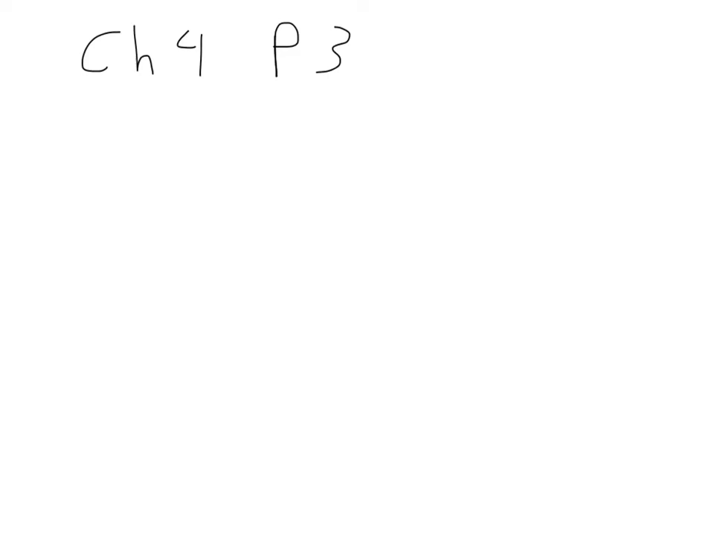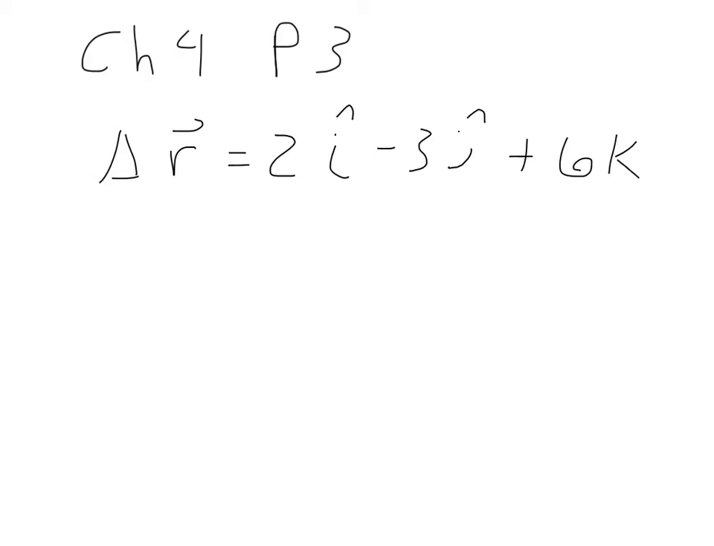Here we are working on Chapter 4, Problem 3, and the problem reads as thus. A positron undergoes a displacement of delta r, and we're given the displacement of the positron as equal to 2 i hat minus 3 j hat plus 6 k hat. So that's the displacement of the positron.